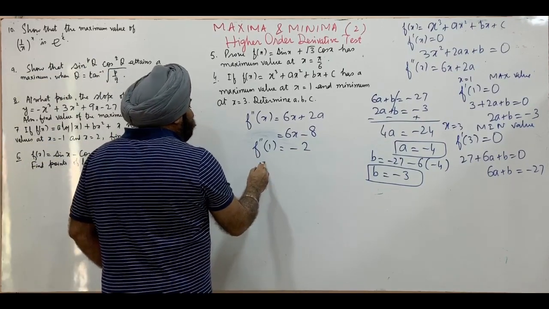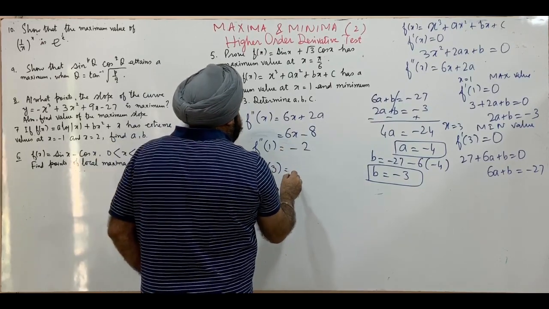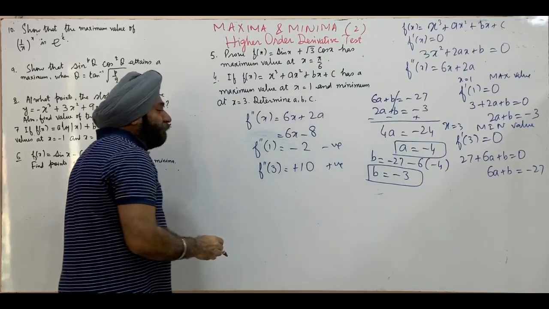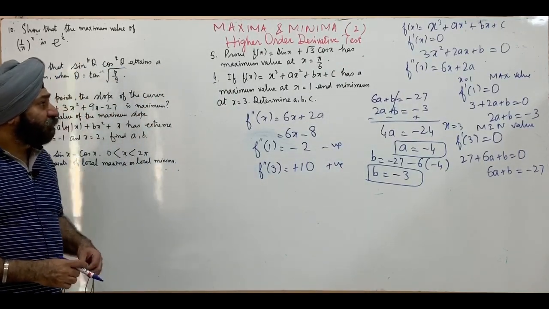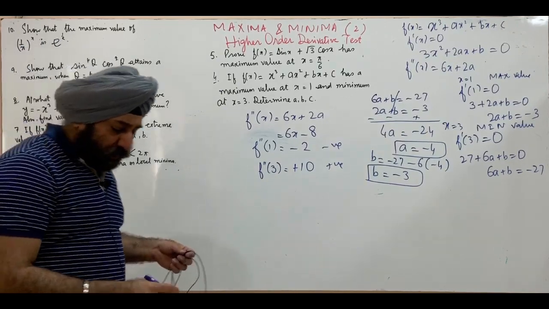Similarly, what is f double dash of 3? This will be 18 minus 8, there will be plus 10. This is positive, that was negative. So the positive sign confirms a minima at x is equal to 3. c doesn't come into the picture, so c can be any real number.